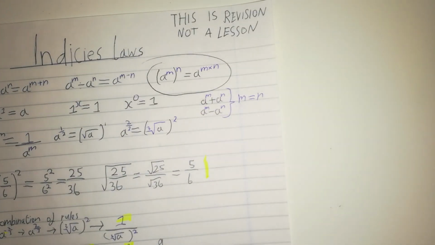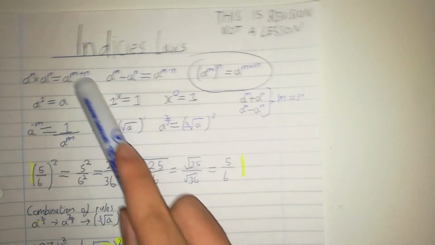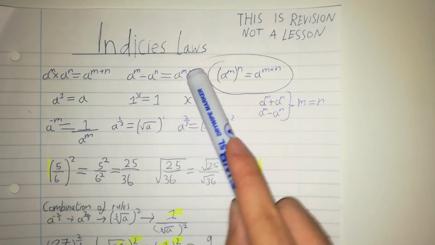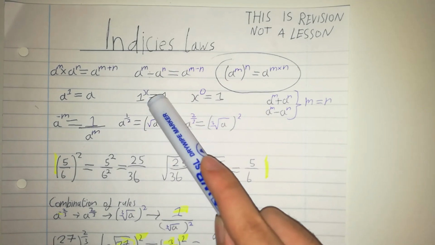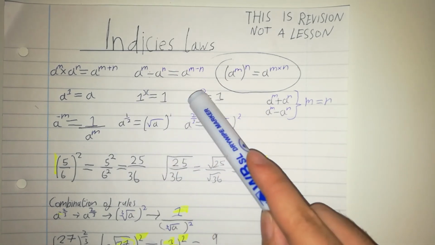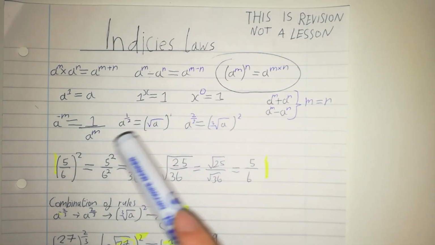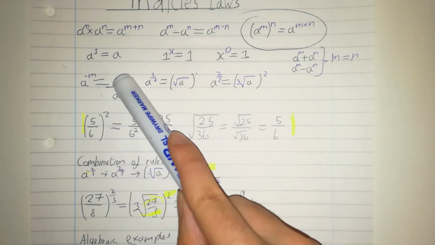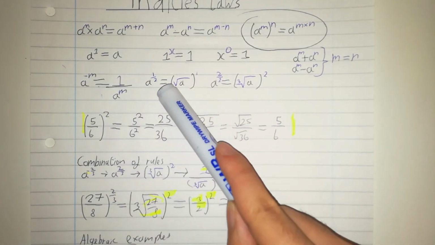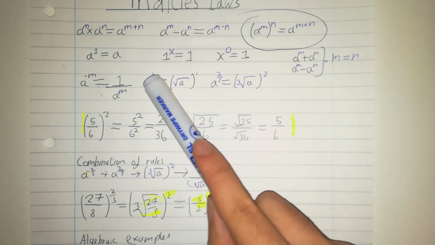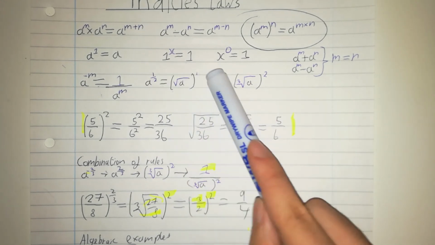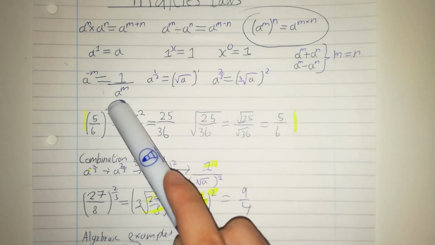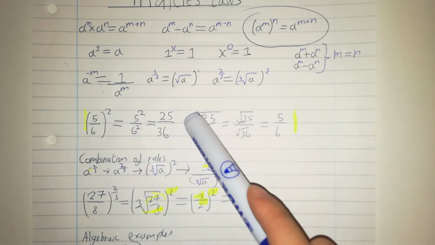Let's go over that again. Indices laws. Times, you add; divide, you take the powers; power to a power, you times. Anything to the power 1 equals itself. 1 to the power of anything is 1. Anything to the power 0 is 1. Anything to the negative is 1 over the positive. Anything to the power half, or any fraction, the bottom is the root you do to it, the top is the power. Remember, 5 over 6 squared is the same as 5 squared over 6 squared, same as the square root.